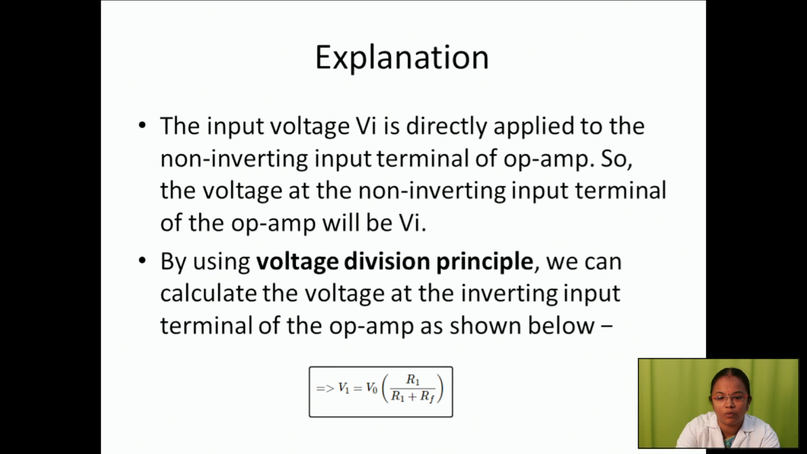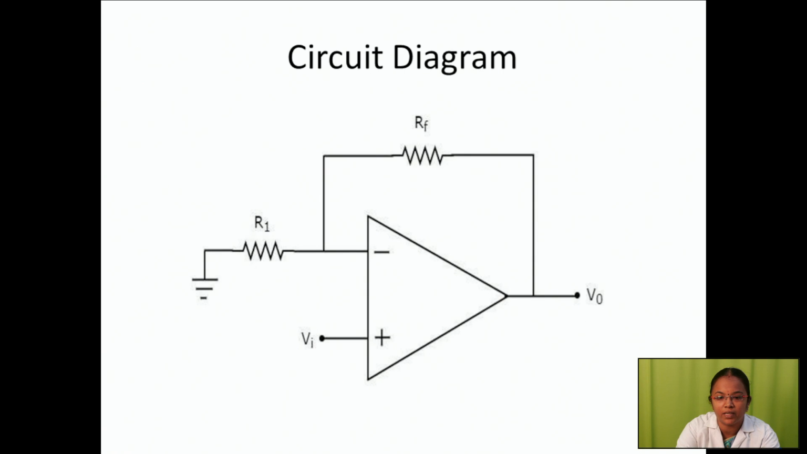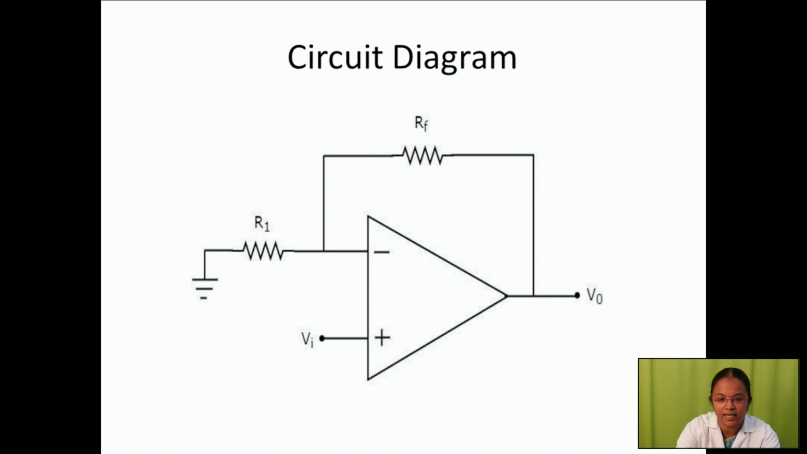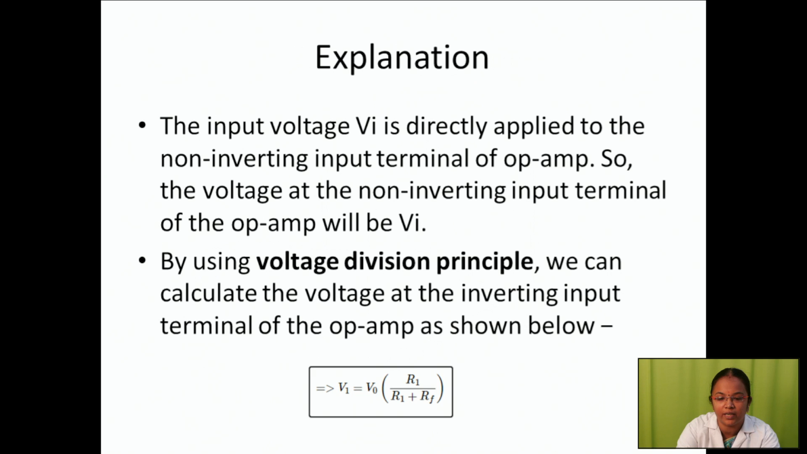Okay, so at the inverting terminal, if you apply the voltage division principle, what is V1? V1 is equal to the voltage across the resistance R1 divided by the total resistance R1 plus RF, into the applied voltage V0. So the voltage at the inverting terminal can be written as V1 equal to V0 into R1 divided by R1 plus RF.